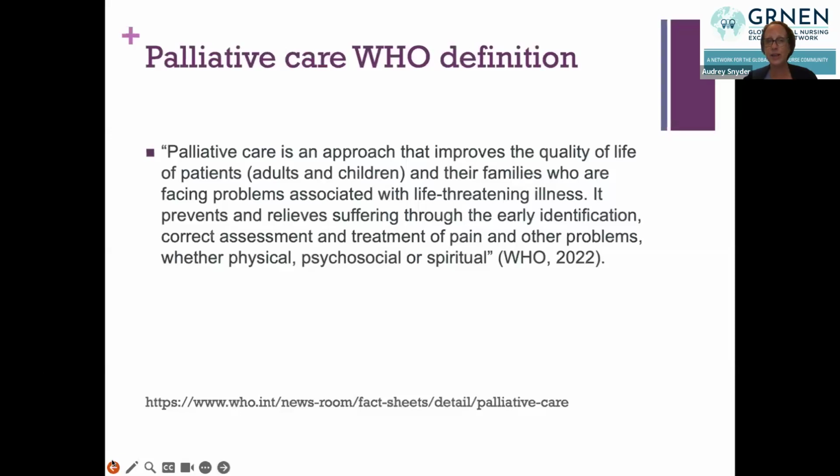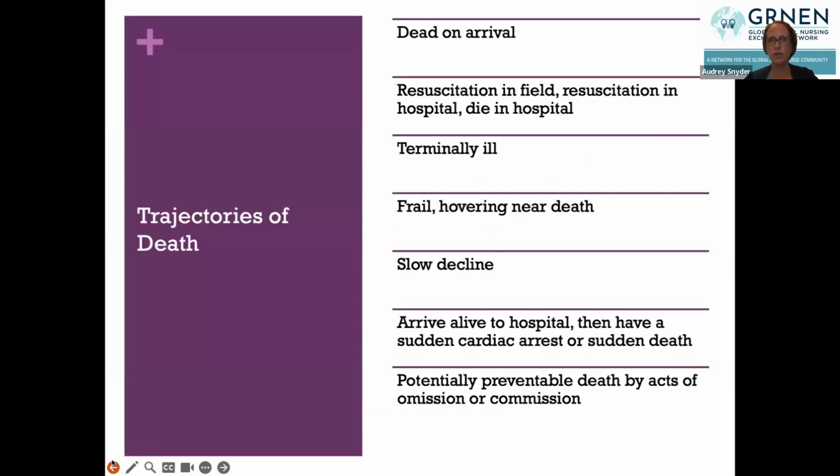So the World Health Organization definition of palliative care is an approach that improves the quality of life of patients, both adults and children, and their families who are facing problems associated with life-threatening illness. It relieves suffering through the early identification, correct assessment, and treatment of pain and other problems, whether it's physical, psychosocial, or spiritual. And we know that all of these can be a challenge. And this is one of the reasons why many palliative care programs have a chaplain or spiritual support person as a part of their team. They may have a case manager and definitely a social worker to address social concerns.